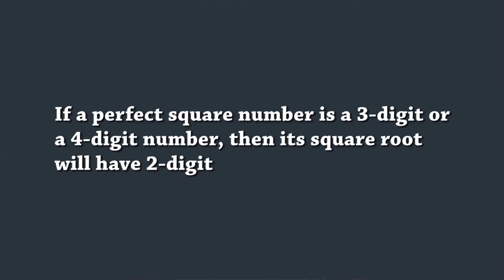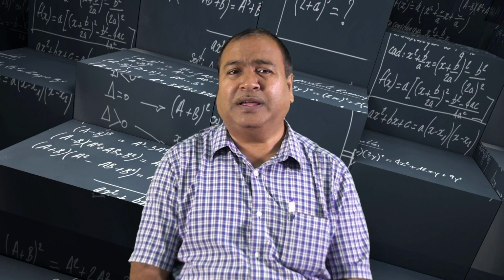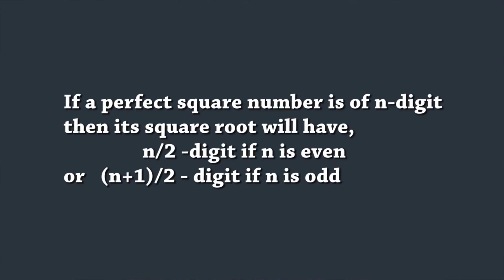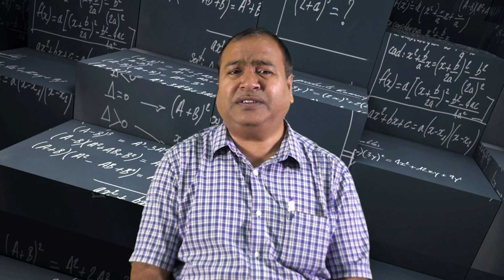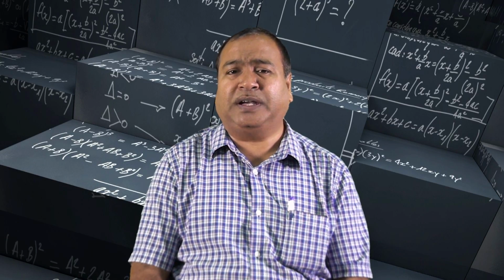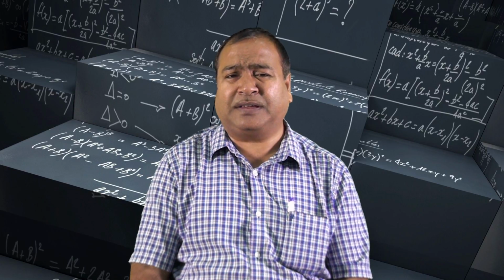If a perfect square number is a 3-digit or a 4-digit number, then its square root will have 2 digits. In general, if a perfect square number is of n digits, then its square root will have n by 2 digits if n is even, or n plus 1 by 2 digits if n is odd. By using this fact, we will see the division method by taking an example.